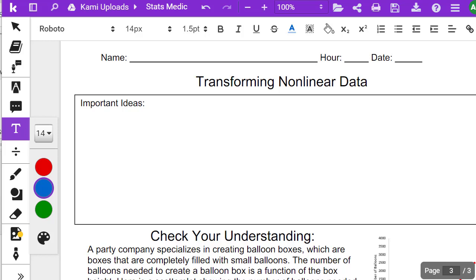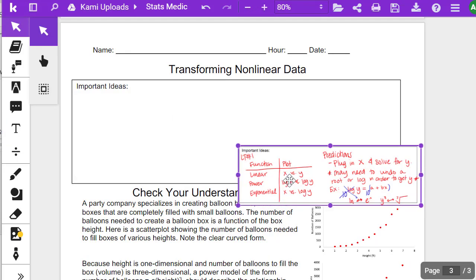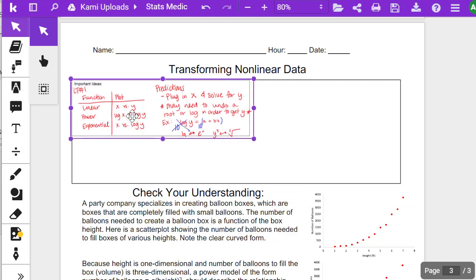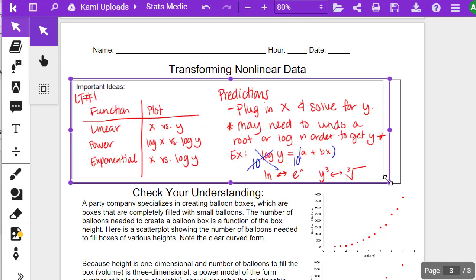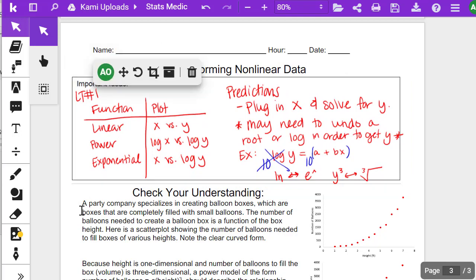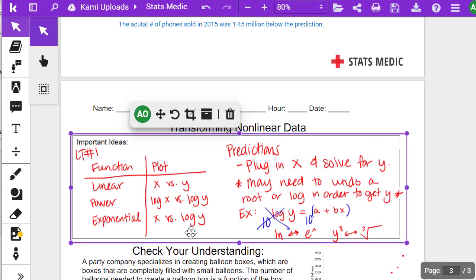So what were the big ideas from this activity? Let me go ahead and zoom out just a little bit more. There we go. Learning target 1 is that you understand that we can transform the original function in a couple of ways. If it's automatically linear to begin with, it's just x versus y. If it's a power function, you can do log of x versus log of y. Haven't done that too much, to be quite honest. Exponential, I think you're more likely to see, is x versus log of y.